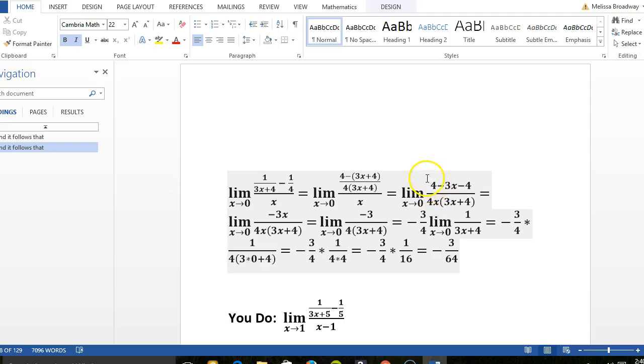Okay, but lo and behold, the 4 and the minus 4 will cancel each other, leaving you a negative 3x over 4x times (3x + 4). Okay, now that x is left by his lonesome self, and he's vulnerable. Aha. This x right here and this x right here are going to self-destruct. They're going to cancel by division, leaving you with just negative 3 here and just 4 and the (3x + 4) here, without the x there this time.